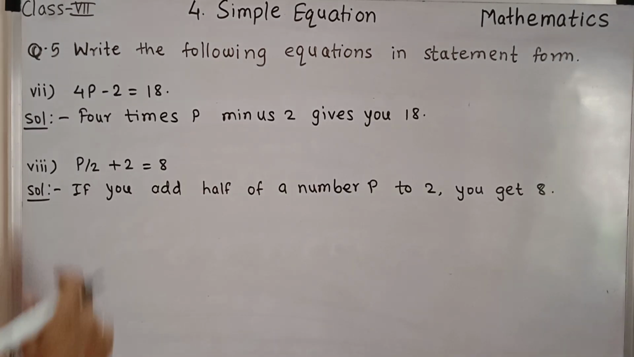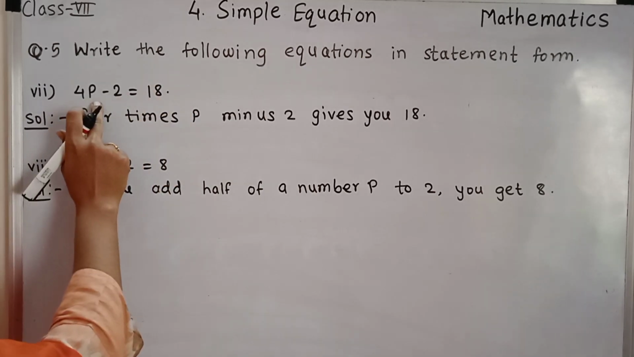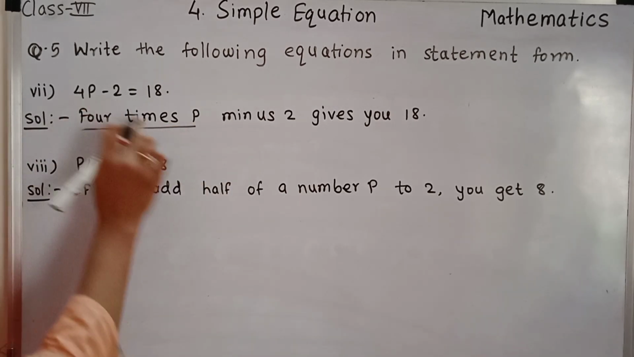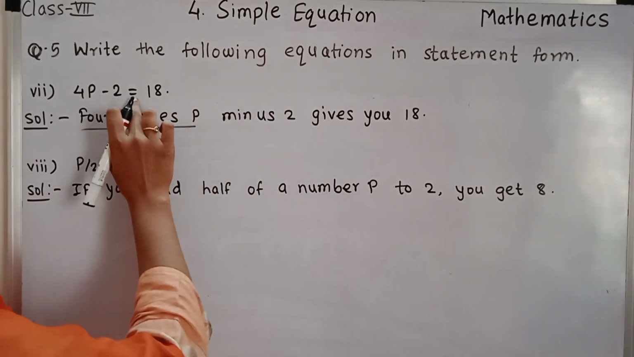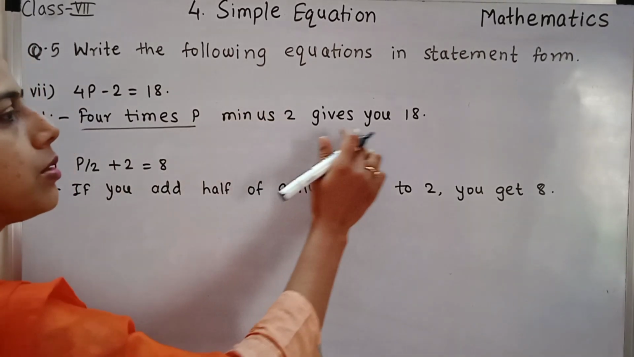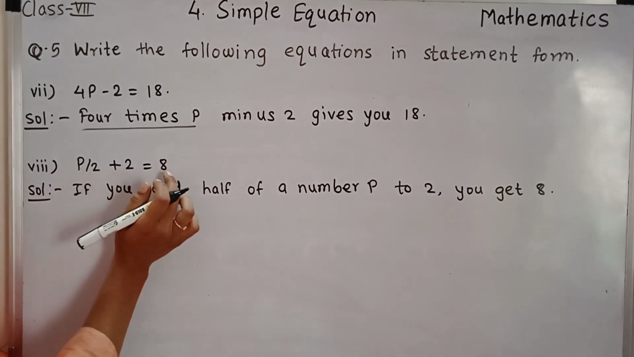So the seventh one is 4p minus 2 equal to 18. So 4 times of the p. 4p can be written as 4 times of the p. It is subtraction over here, so minus 2, and what will we write for equal to? Either "is" or "gives you". So gives you 18. Next one is p divided by 2 plus 2 equal to 8.